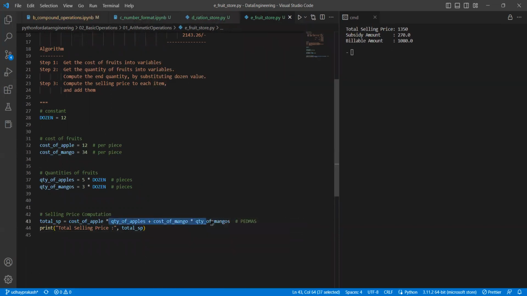Again think here, as per PEMDAS, multiplication and addition are both at the same level. So which one will happen first? As per PEMDAS, is multiplication coming first or addition coming first? Multiplication. Exactly. So that's why these two multiplications happen first, and then the results will be added. So whether I place braces or not, don't you think it follows the same rule?